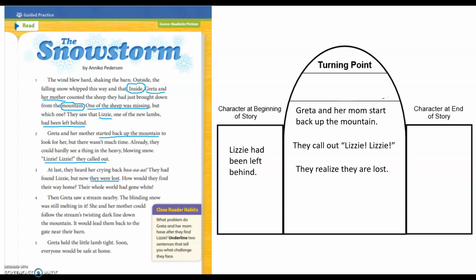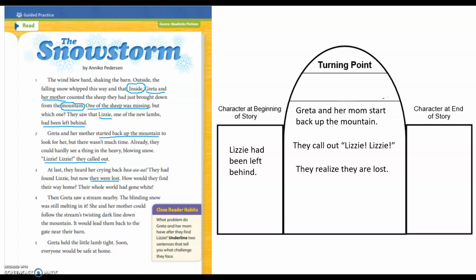Then Greta saw a stream nearby. The blinding snow was still melting in it. She and her mother could follow the stream's twisting dark line down the mountain. It would lead them back to the gate near their barn. Greta held the little lamb tight. Soon everyone would be safe at home.